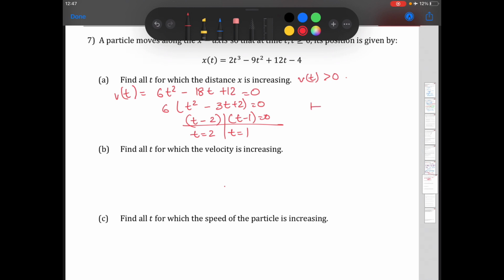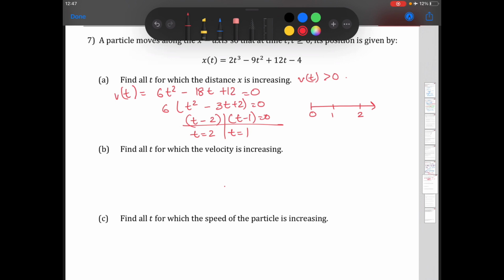So let's sketch our velocity number line. I'm going to start at 0 because we don't deal with negative time. And then it's at 0 for t equals 1 and 2, and now I'm going to pick a number in each interval because I want to find when the distance x is increasing, which is when my velocity is positive. So I'm going to pick a number. Let's say I pick a half in the first interval.